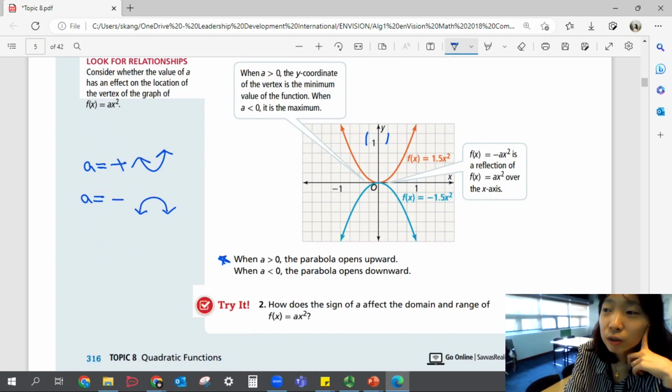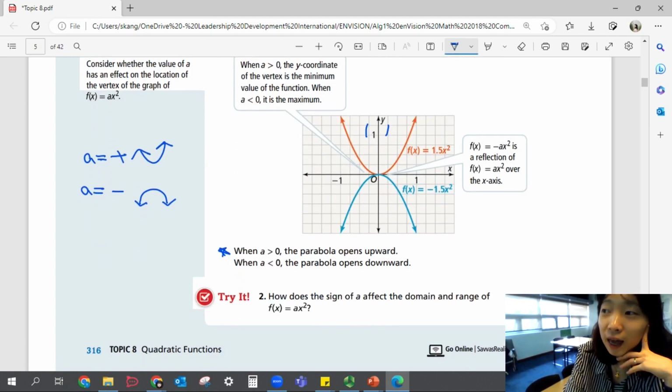Let's look at try number 2. How does the sign of a affect the domain and range of f of x equals ax squared? I just kind of talked about it, so think about that and see how you can explain that. How does it affect? What does it do? And write it down, and we'll talk about it soon.